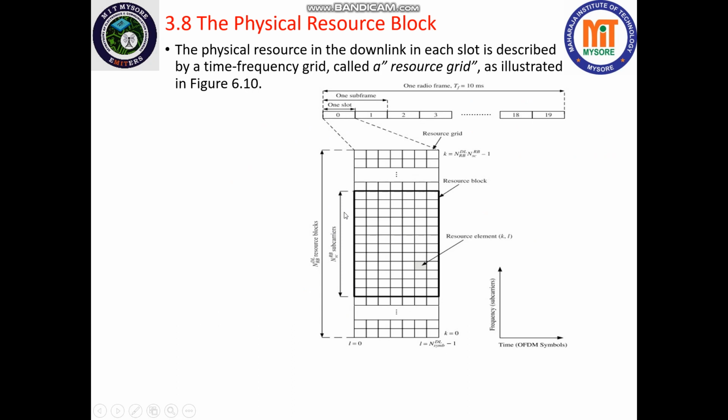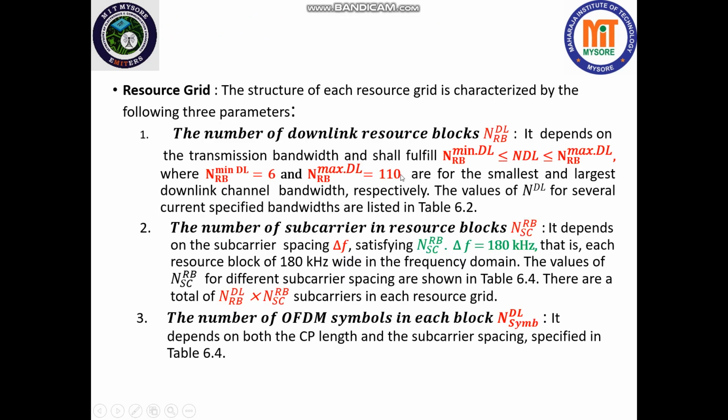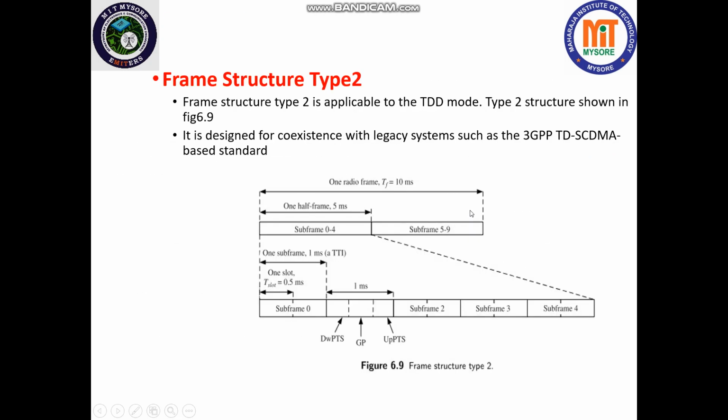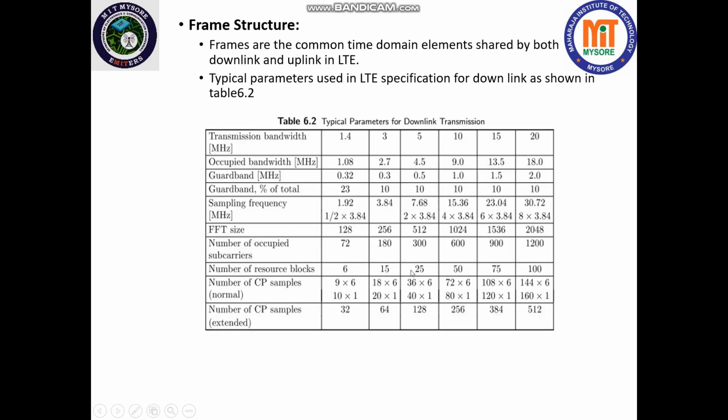You can see this is one resource block. Likewise, there will be 6 resource blocks in one slot, or a maximum of 110 resource blocks in a particular slot. Next point is the values of N DL RB. For several currently specified bandwidths they are listed in table 6.2. Already we have studied 6.2. You can see over here the number of resource blocks 6, 15, 25, 50, 75 and 100 depending on the bandwidth.